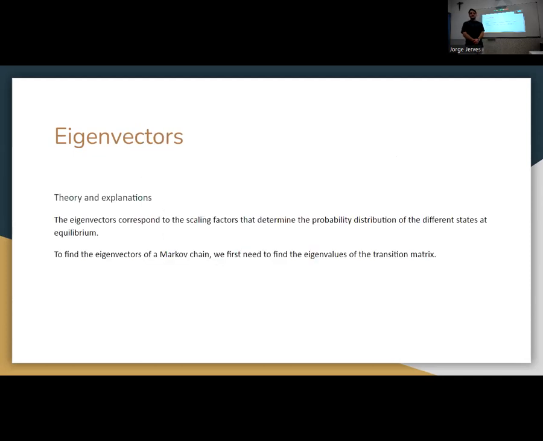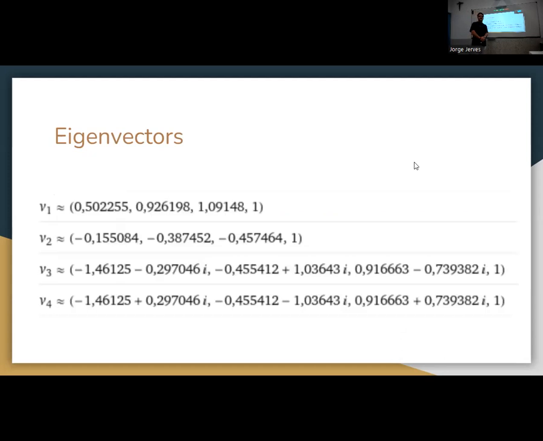The eigenvectors correspond to the scaling factors that determine the probability distribution of the different states at equilibrium. To find the eigenvectors of a Markov chain, first we need to find the eigenvalues of the transition matrix. We can reduce the augmented matrix (P - λI) to row echelon form, and then solve for the variables in terms of the free variables. This will give us a general solution to the system of equations, which will be a linear combination of the eigenvectors corresponding to the eigenvalue lambda.